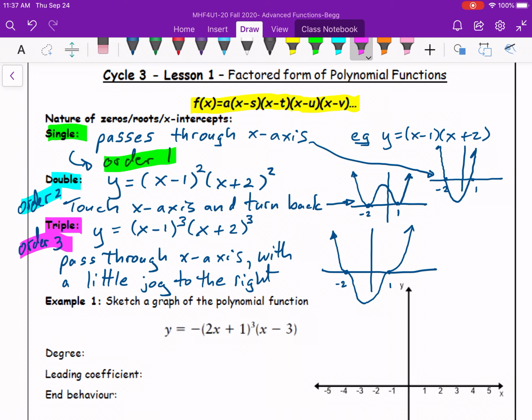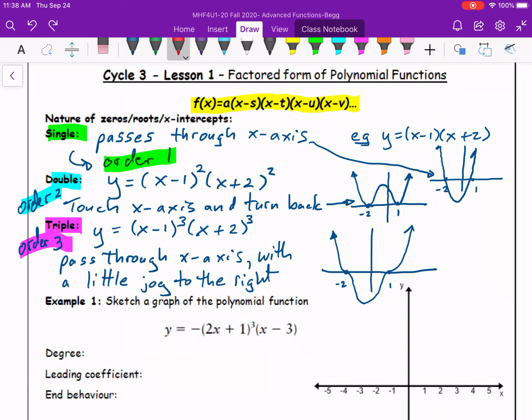So in this case here, where we've got y equals x minus 1 times x plus 2, there's no exponents written outside these brackets like there are in these cases, which we'll get to in a minute. We'll call that order 1. There's assumed to be exponent 1 on each of those.